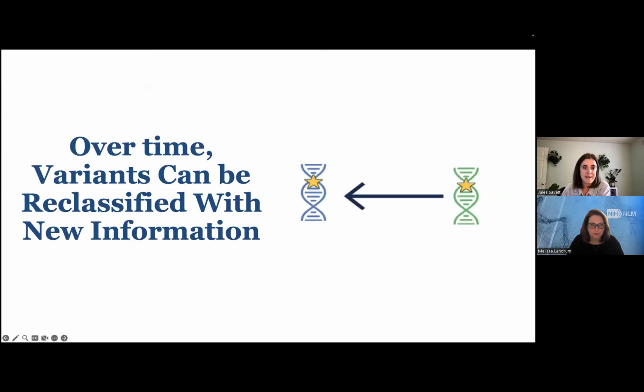As we get more information, as that understanding changes, labs, clinics may reclassify variants. So we hope to reclassify those uncertain variants as benign or pathogenic as we understand more. And even our understanding of pathogenic and benign variants might change as new information becomes available.